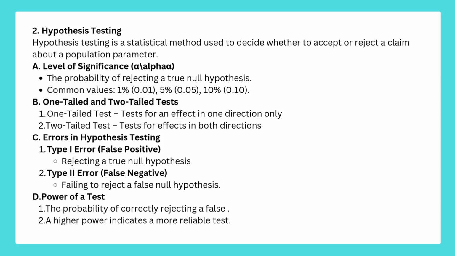2. Hypothesis testing. Hypothesis testing is a statistical method used to decide whether to accept or reject a claim about a population parameter. A. Level of significance, alpha. The probability of rejecting a true null hypothesis. Common values, 1%, 0.01, 5%, 0.05, 10%, 0.10.